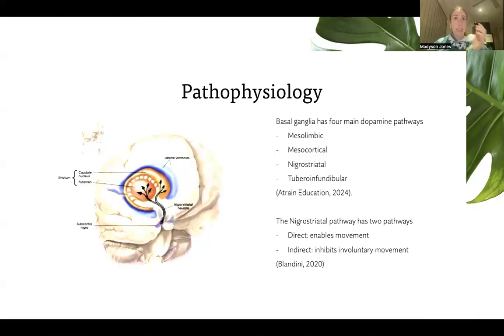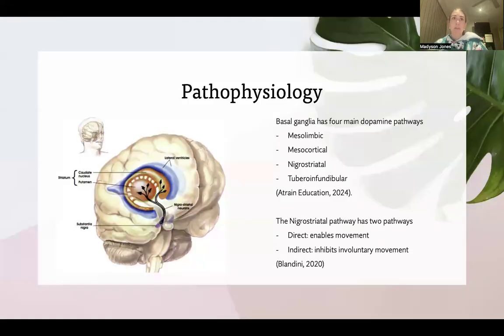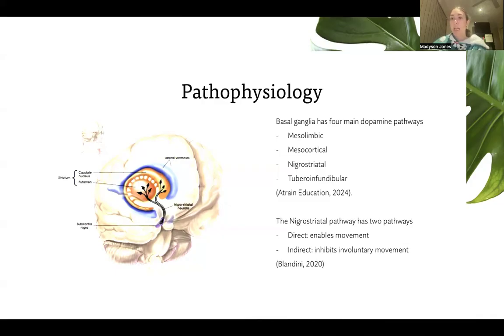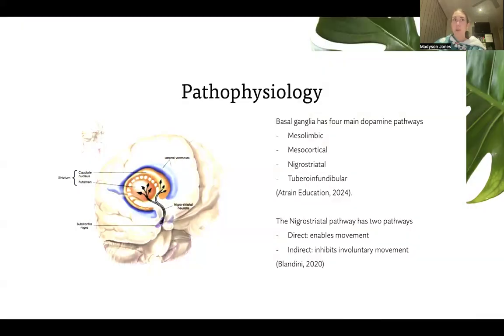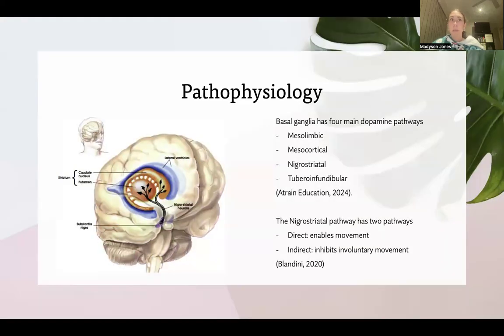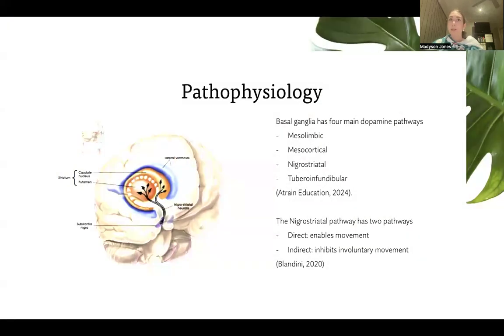In most cases of Parkinson's disease, the nigrostriatal pathway is impacted the most. In a healthy brain, this pathway facilitates movement through a direct and an indirect pathway. So the direct pathway is responsible for enabling movement and voluntary movement, with the indirect pathway impeding unwanted and involuntary movements. To ensure these pathways function effectively and controlled movements can be performed, dopamine is extremely important. So dopamine ensures the direct pathway is accurately activated while suppressing the indirect pathway simultaneously.